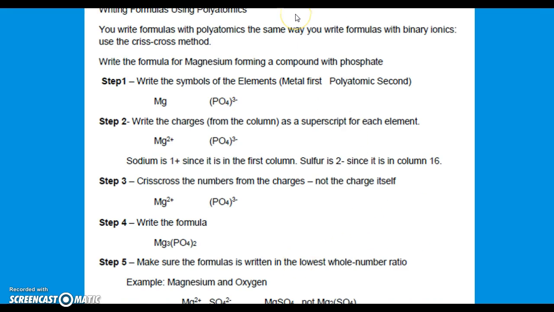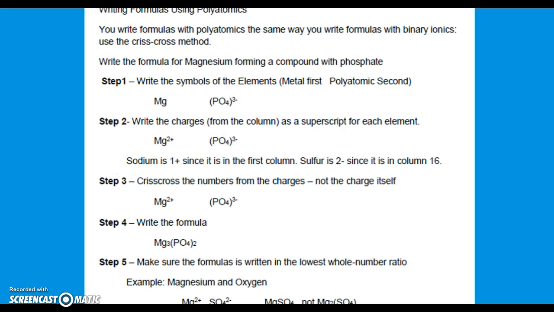So in order to write formulas using polyatomics, you essentially write them the same way as you do with ionics. You use a crisscross method. So for example, if we want to write out magnesium with phosphate, we'd have magnesium here, the symbols, and then phosphate is the polyatomic. You always write the metal first, the polyatomic second. So you write the charge from the column as a superscript of each element, so this is how you decided Mg plus 2 is plus 2 because it's the second column. PO4 minus 3 is from the polyatomics table and ones you had to memorize.